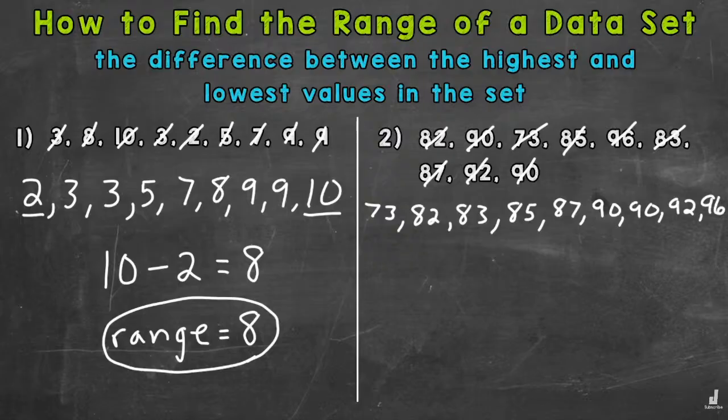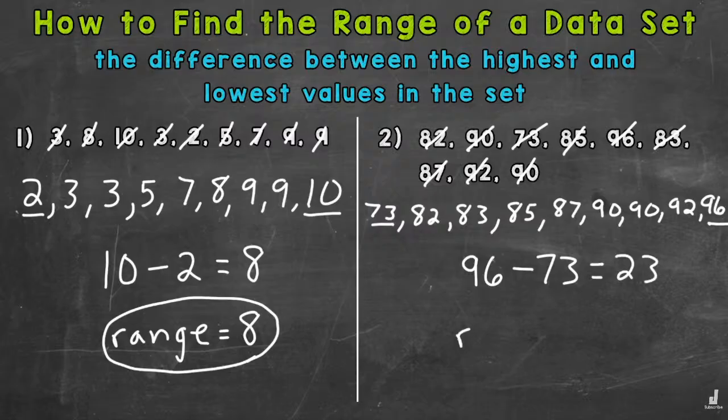So we take the difference between the highest and lowest values in that set in order to get the range. So our highest is 96 and our lowest is 73. So we need to do 96 minus 73, and that will give us our range, or distance between the highest and lowest values in that set. So 96 minus 73 equals 23. So our range is 23.